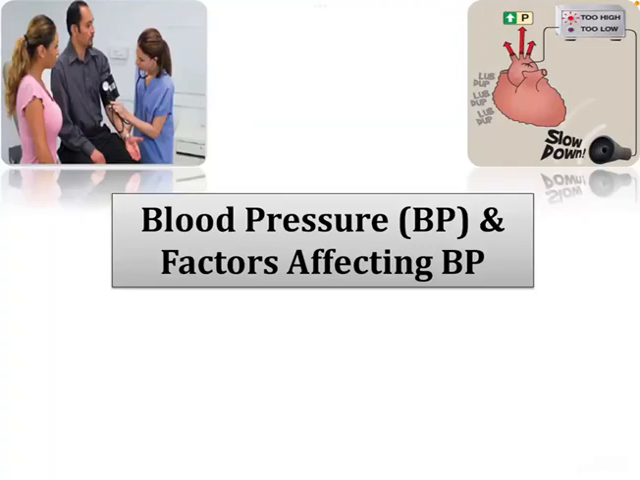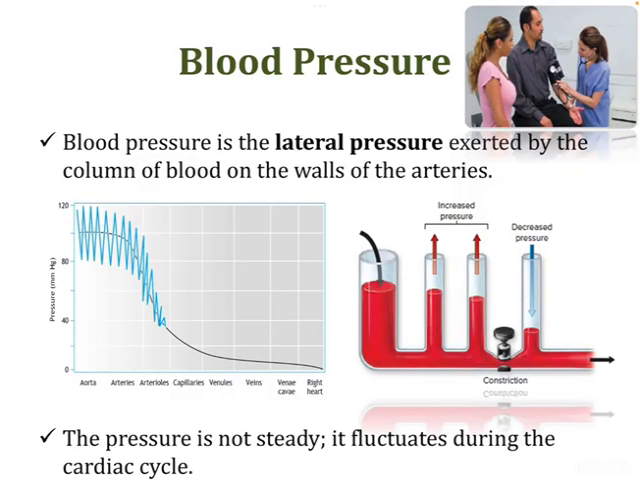Everyone, in this lecture, we'll be discussing blood pressure and factors affecting blood pressure. So, what is blood pressure? Blood pressure is the lateral pressure exerted by the column of blood on the walls of arteries. So, aorta, arteries, there's a pulsatile blood flow.